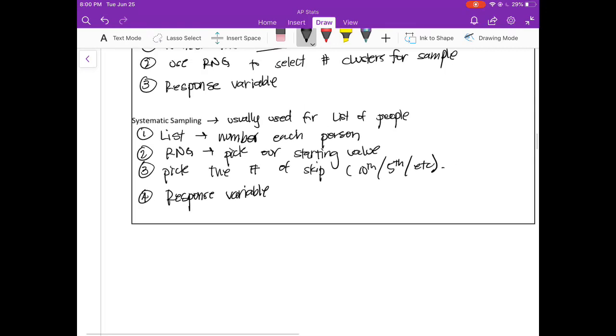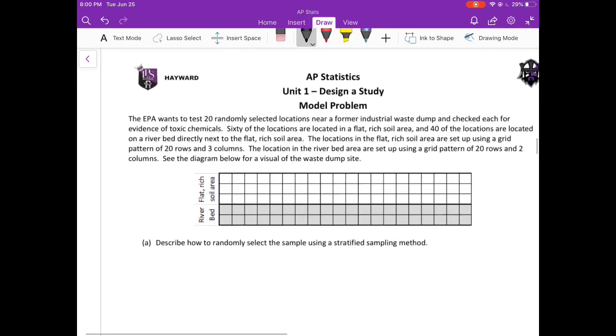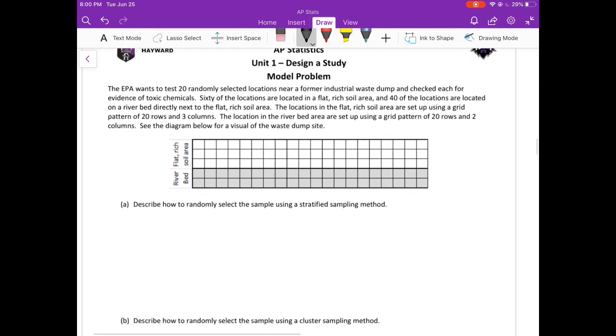So we're going to go ahead and go to the next page and do this model problem. So the model problem is very similar to what we were doing before, just with a little bit more context now. So let's go ahead and read this.